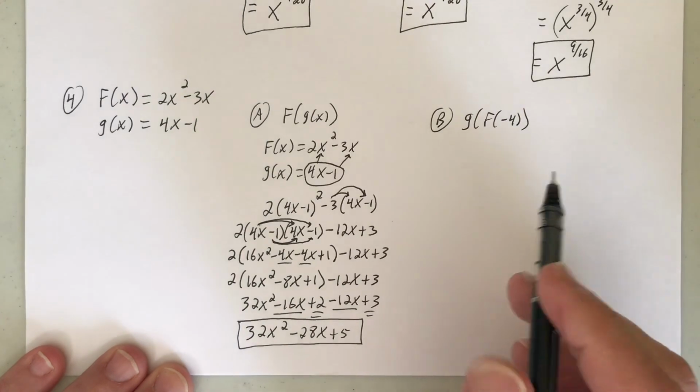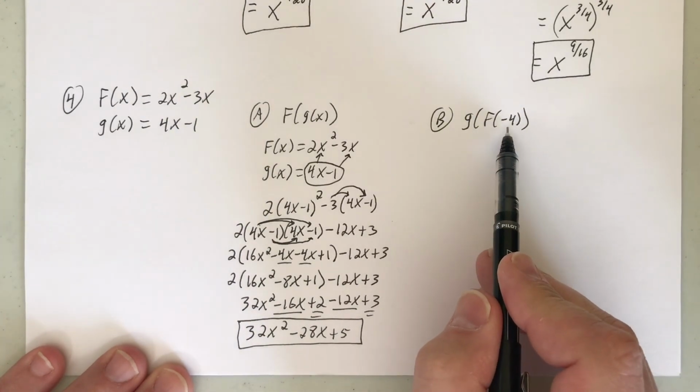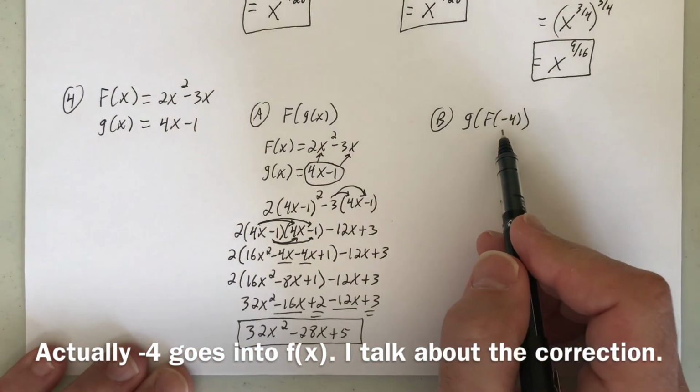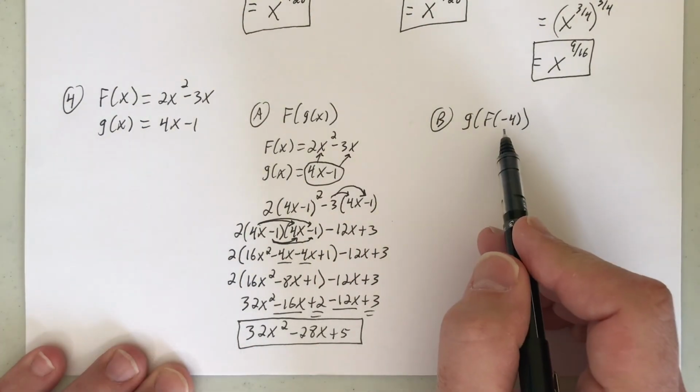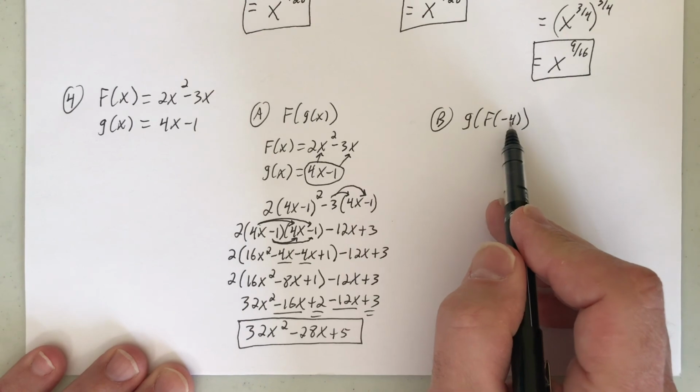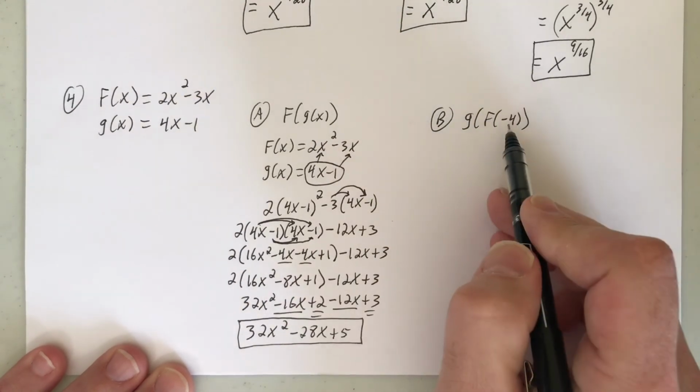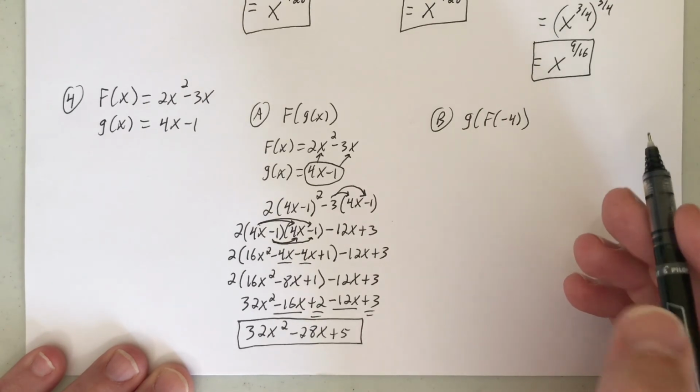So what does that mean? We need to find f of negative 4. So we're going to plug in a negative 4 into here. We're going to get a number, and then we're going to do g of whatever that number is. So remember, when you're finding this, when it has the x, it's going to be an expression. When you have a number, it's actually going to be a number for an answer.